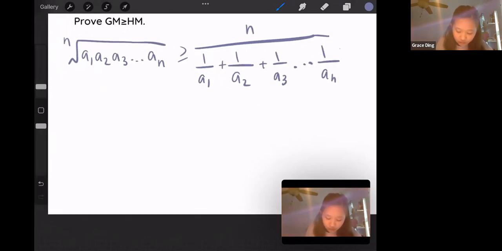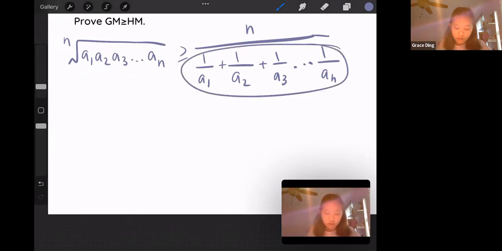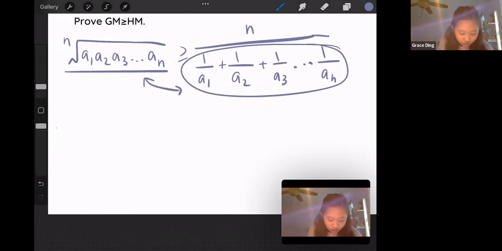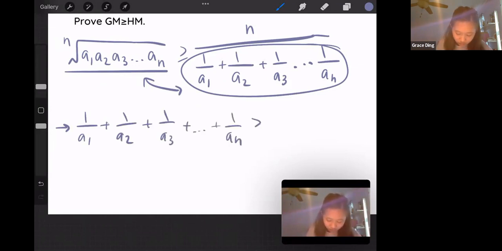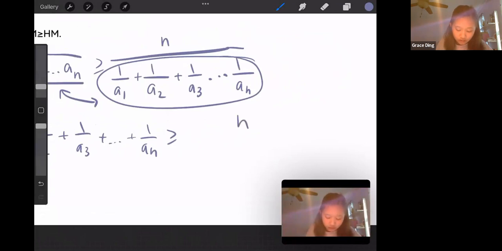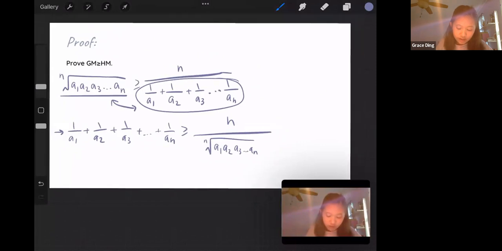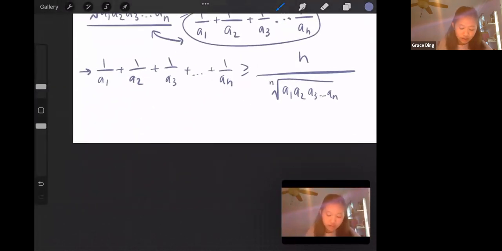So now we're going to multiply the whole equation by this and then divide by this. So basically we're just switching these two around. So you should get all of the reciprocals. It's going to be more than or equal to n over this. Okay, and now we just divide by n. So I am running out of space, but that's okay.